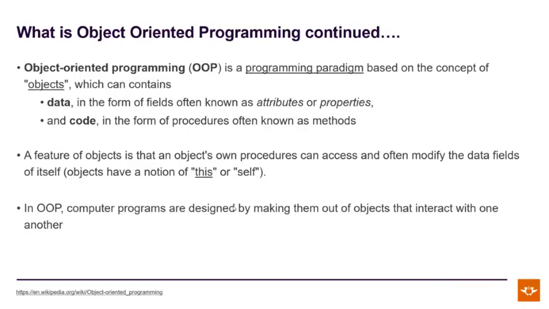Features of objects: an object can modify its own information. With the methods an object has, it can manipulate its own information. An object can calculate its maximum. An object can calculate a total. An object can calculate any value or manipulate values.